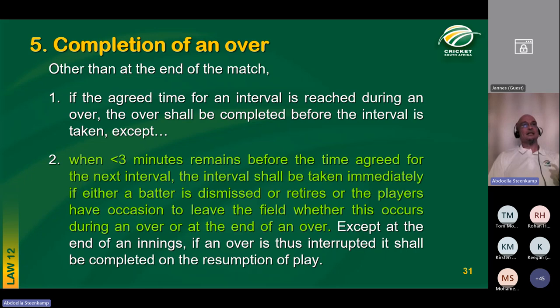Example, let's say side A is 240 for 5. We've now reached 11:59, and we know lunch is at 12 o'clock. So we need to start another over. The first ball of the over, the batter is clean bowled. So what do we do next? On our watch, it's only 11:59. Lunch is at 12 o'clock. We get guided by the law. Point number 2 tells us, if a batter is dismissed less than 3 minutes before the agreed time for our interval, that interval will be taken immediately. So we will take lunch immediately at 11:59, and our lunch interval will be from 11:59 until 12:39.